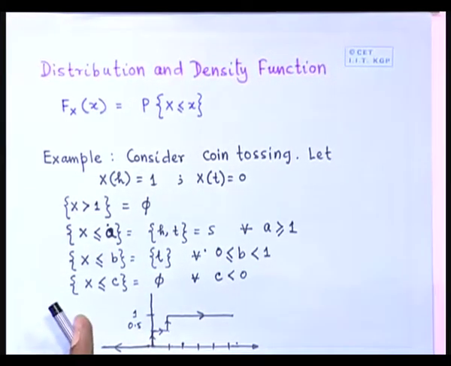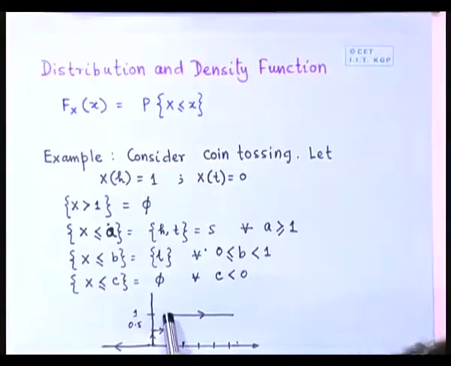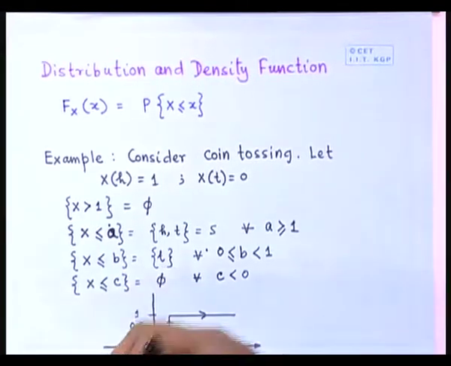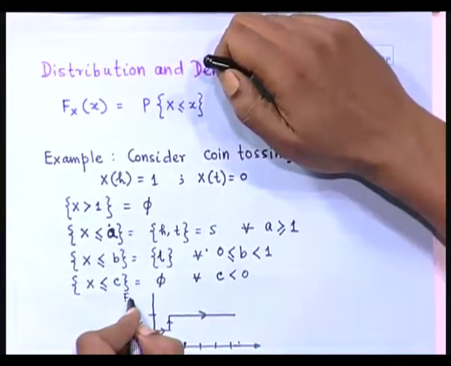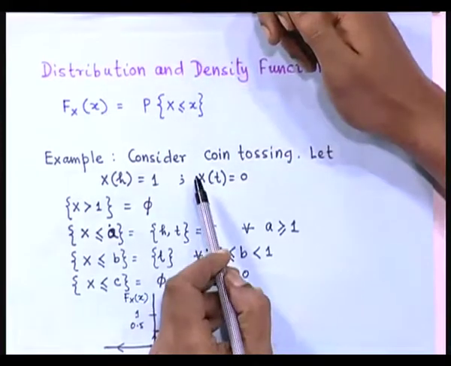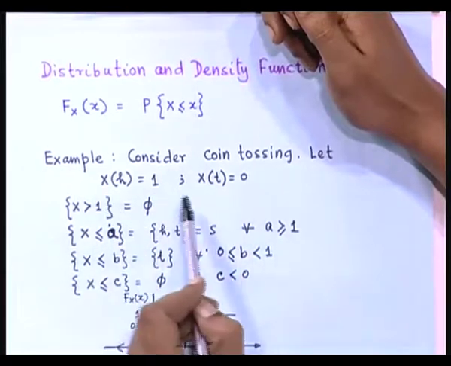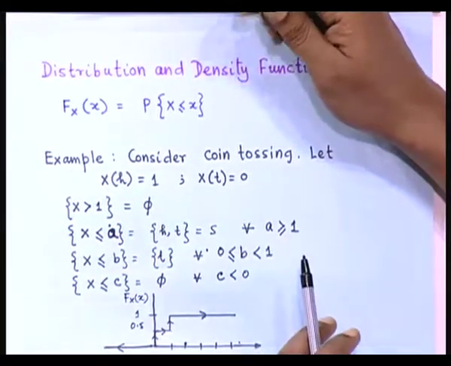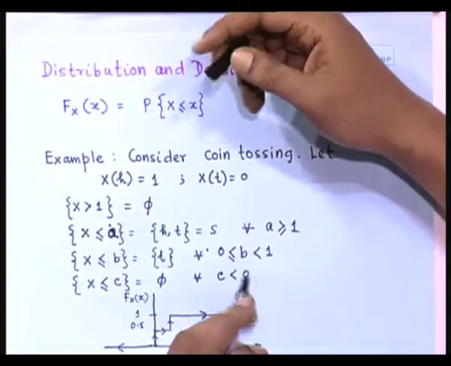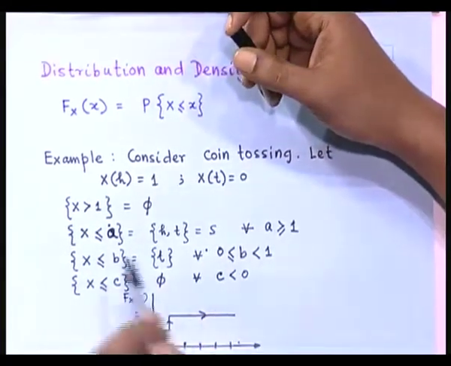If it is an unfair die, then we can assume any other value. Suppose the probability of head is p and the probability of tail is 1 minus p, in which case this will become 1 minus p, and then at 1 it will rise. So this is the probability distribution function of this random variable, right? For x less than a, for x less than or equal to a.